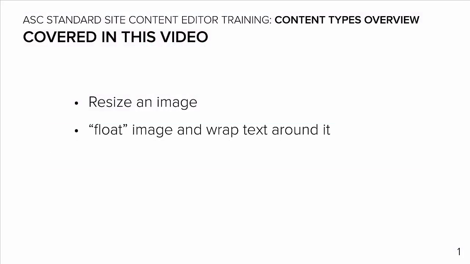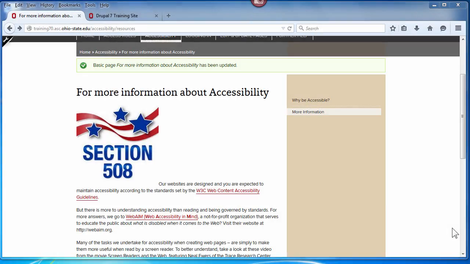In this video, you will learn how to resize an image, to float it, and wrap text around it. Our goal today is to use a smaller version of this image and make it float on the left so that the text wraps around it on the right.